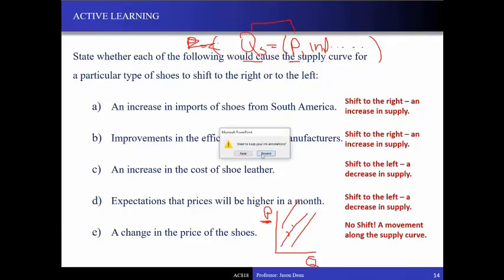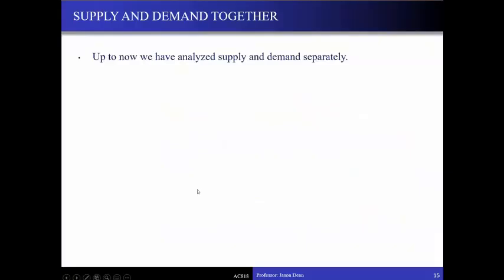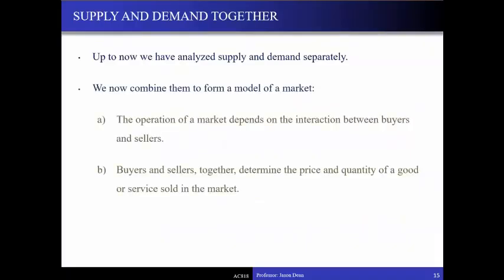Okay, so let's put these things together. We just looked at the supply and demand separately, but now when we put them together, that forms our model of a market. We're not going to look at the interactions in detail or anything like that. We're just saying that when you have buyers and sellers in a market, there's going to be a tendency for the price and quantity to adjust to where those two curves intersect. And we'll talk about why we think that in a minute.